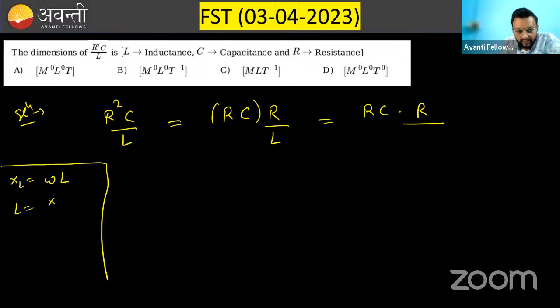L is equal to XL by omega. XL is nothing but ohm, that means resistance. Omega is nothing but second inverse. Second inverse means second. So the unit of L is ohm second. Clear?